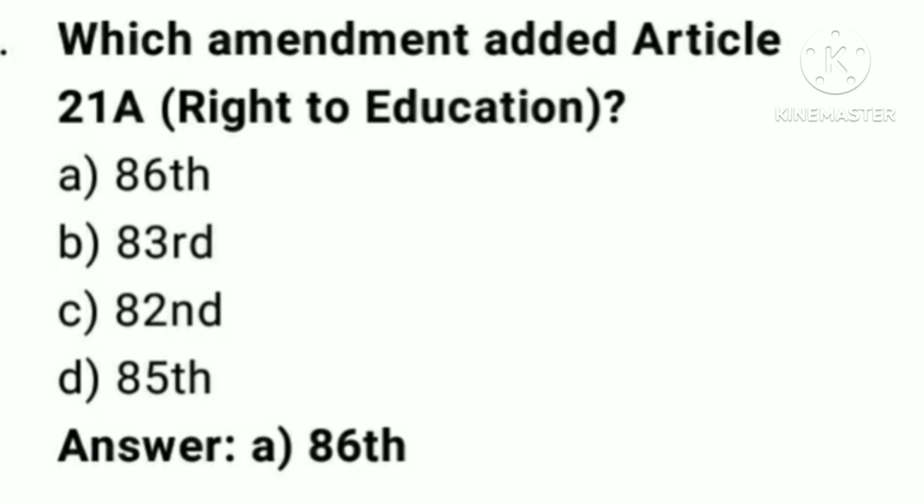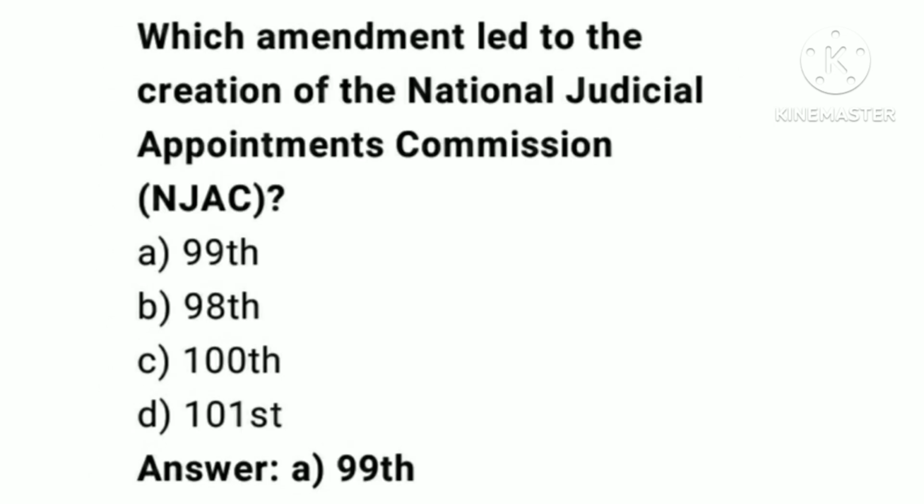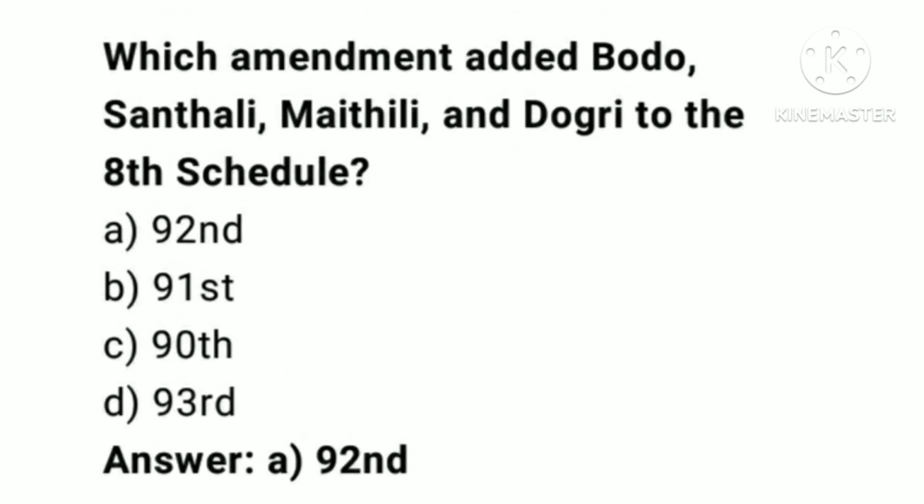Answer: 86th Amendment. Which amendment made right to property a legal right under Article 300A? Answer: 44th. Which amendment led to the creation of the National Judicial Appointments Commission or NJAC? Answer: 99th Amendment. Which amendment added Bodo, Santhali, Maithili and Dogri to the 8th Schedule?